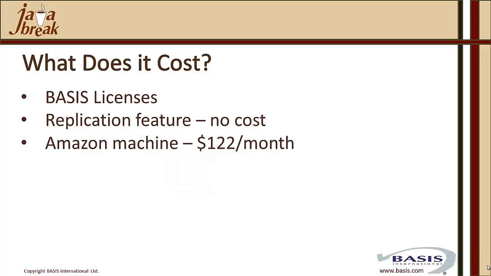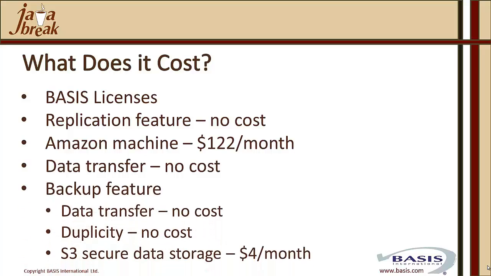We have the Enterprise Edition of BBJ version 10 or higher, and this provides us replication feature at no additional cost. Our robust Amazon machine running 24/7 will cost us approximately $122 a month. There are no charges for transferring and syncing your data. And to securely back up your data, there is no charge for the data transfer or for the duplicity software that makes the backup possible.